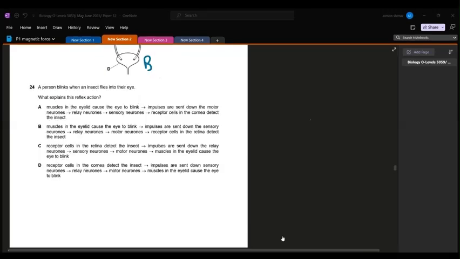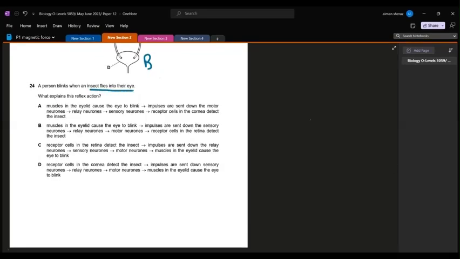Question number 24. A person blinks when an insect flies into their eye. What explains this reflex action? So you will immediately rule out A and B because they have shown the effector response at the start of the sequence. They have shown the muscles in the eyelid cause the eye to blink. How can it happen before the receptors and impulses and everything? So they have been ruled out. So in C and D, you have to choose the correct one.